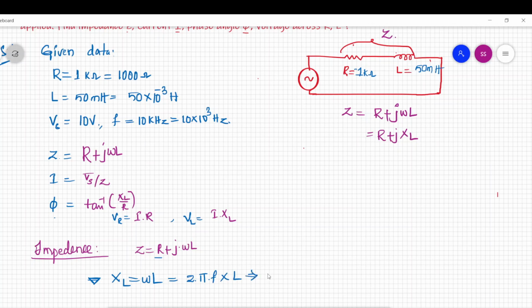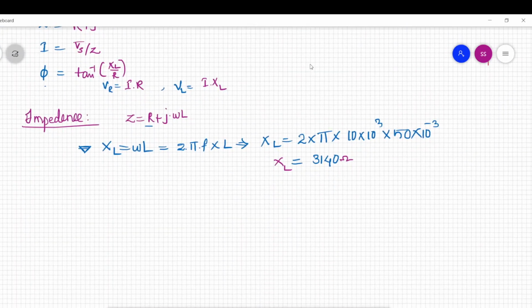Let us substitute these values. XL equals 2 into pi into f, the frequency given in the question, 10 kilohertz, that is 10 into 10 power 3, into the inductance value 50 into 10 power minus 3. By solving this you get XL equal to 3140. The unit for inductive reactance is ohms. XL is 3140 ohms. Now we can find impedance: Z equals R, given as 1000, plus j into XL, which is 3140.